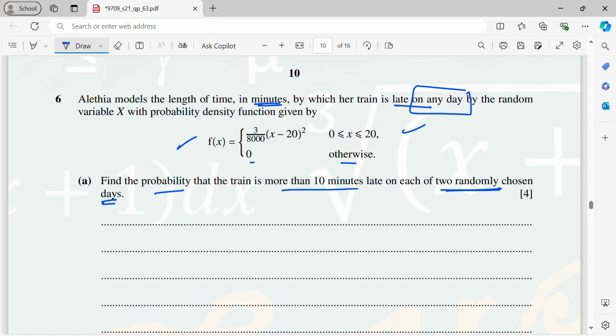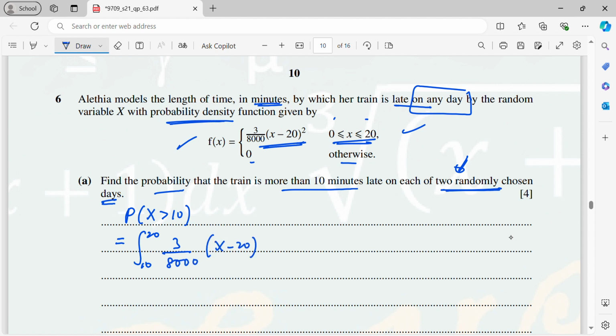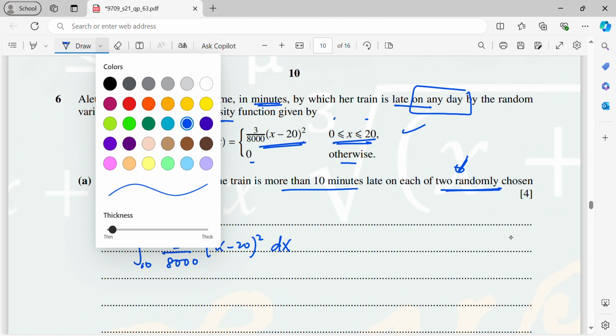Now, before we consider 2 days, we need to consider 1 day. What is the probability that it is more than 10 minutes late? Since it is a continuous random variable, where the probability density function is given, we are finding this probability using integration. And now your x is from 0 to 20. So when more than 10, that means it's from 10 to 20. So now I need to integrate from 10 to 20 the function 3 over 8,000 times (x minus 20) squared dx.